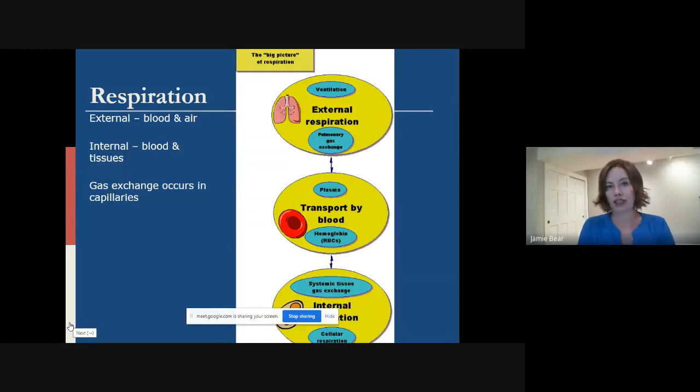...is when gas exchange takes place. So external respiration is between the blood and air. That takes place at your alveolar capillary membrane. That is where the ambient environment provides that oxygen, so we have the highest pressure of oxygen in the ambient environment.